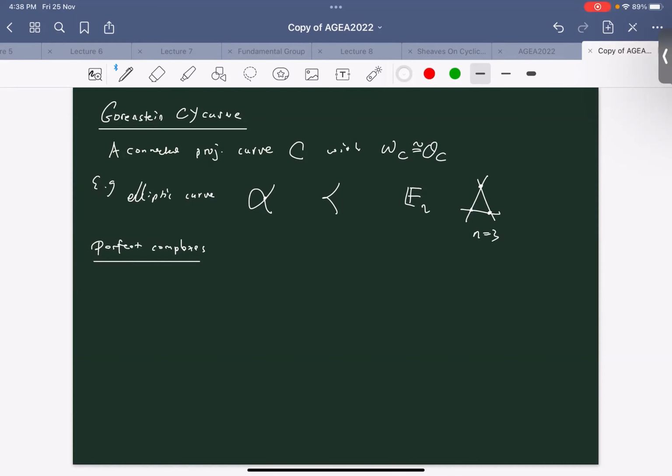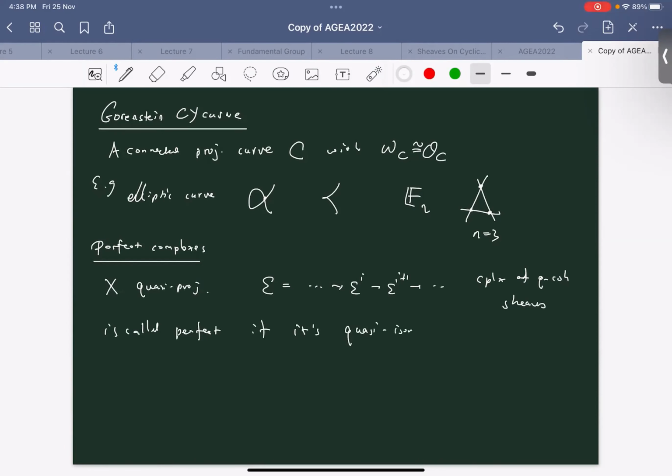Okay, so another term is called perfect complex. So if X is quasi-projective, a complex of quasi-coherent sheaves is called perfect if it is quasi-isomorphic to a bounded complex of vector bundles.